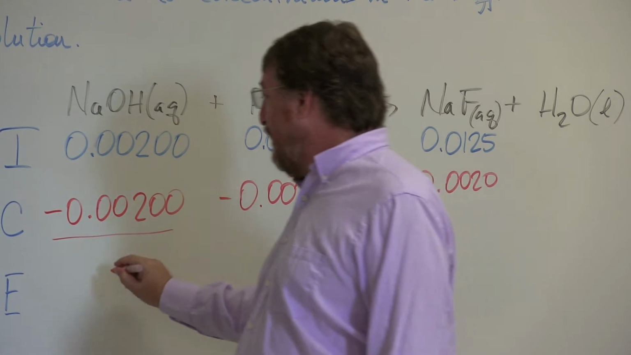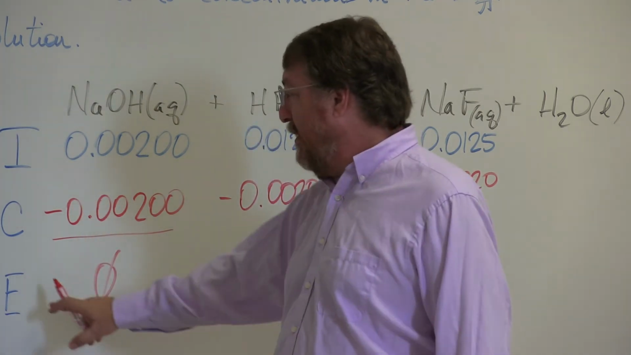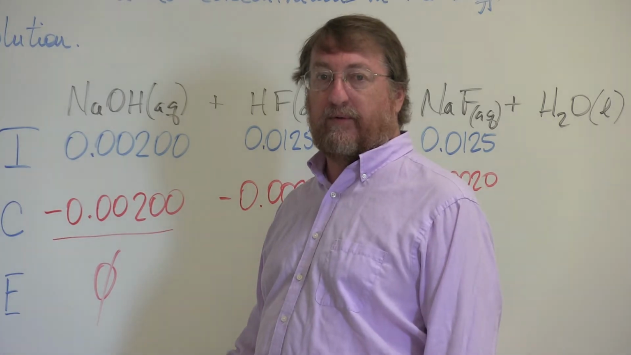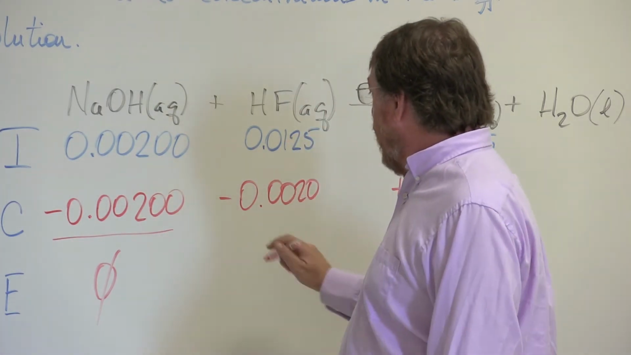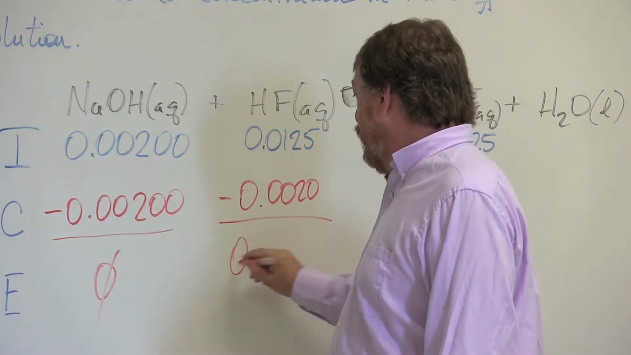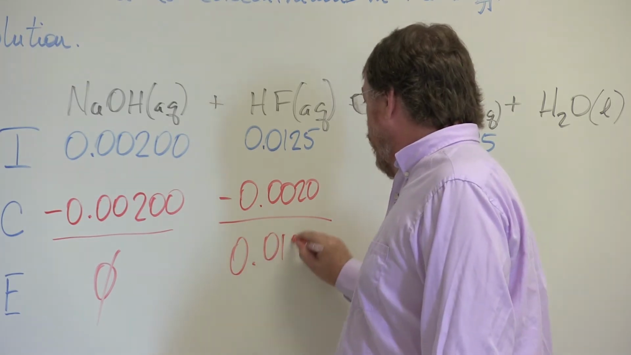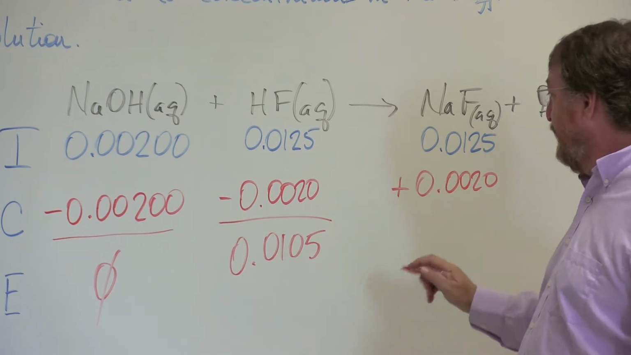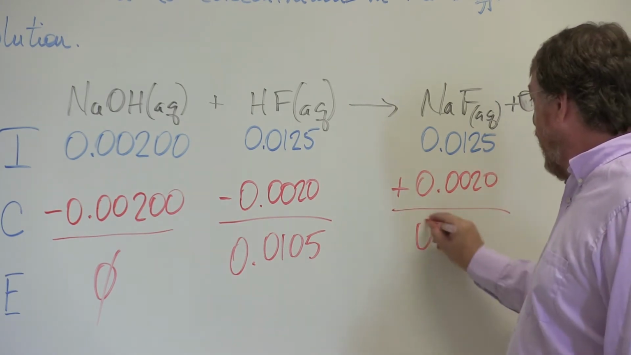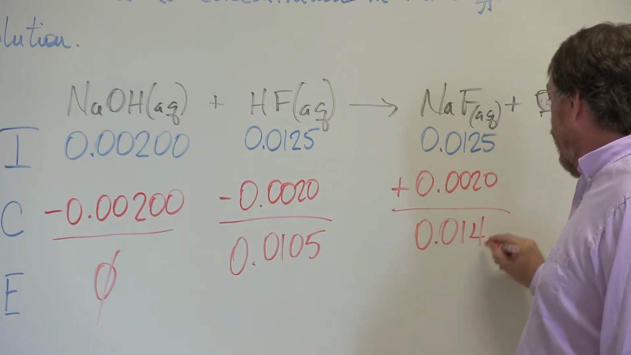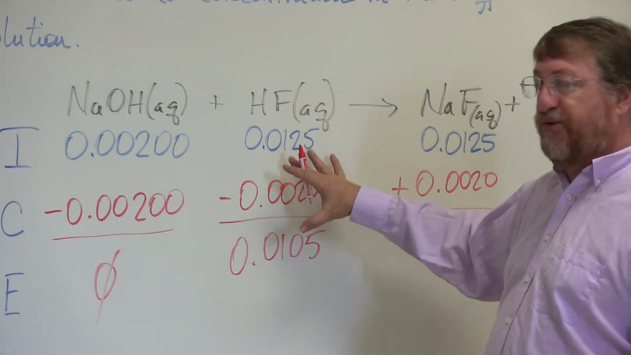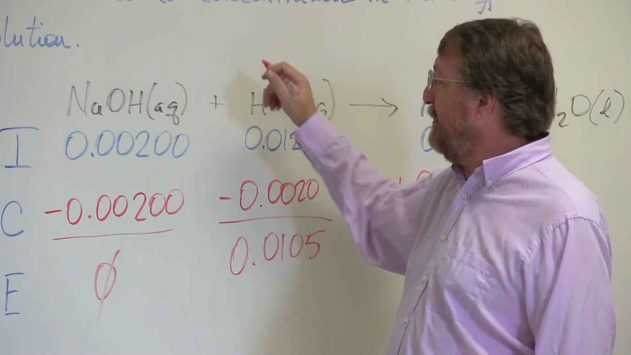Well, now we can subtract. When we're all done, at the end, we're going to have no base whatsoever. It's completely gone. Now we can subtract this, and we're still going to have some acid left over. That's going to be 0.0105 moles. So it's lost some, but it's still a buffer solution. This is going to gain some. It's going to be 0.0145 moles. So we can see the buffer's done its job. It's completely neutralized the base.